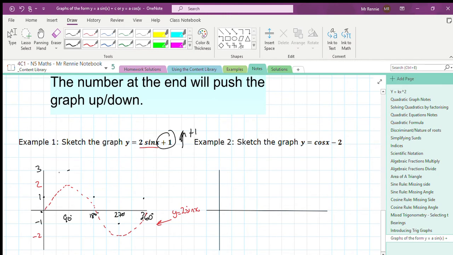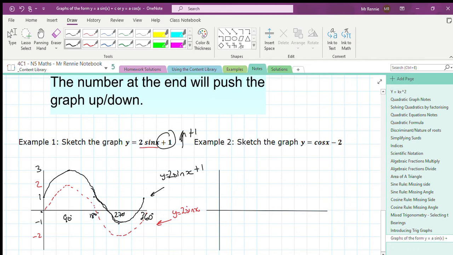Okay, this is going to be my final answer, so I'm going to sketch this fully, trying to go through as much of the points as I can. Okay, it's not going to be the best effort there, but hopefully you see that the normal 2 sin x graph in red there, I've just moved everything up 1. So my final answer is the one in black, which is y equals 2 sin x plus 1.